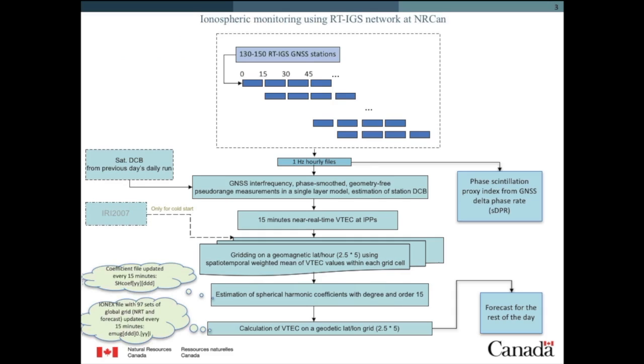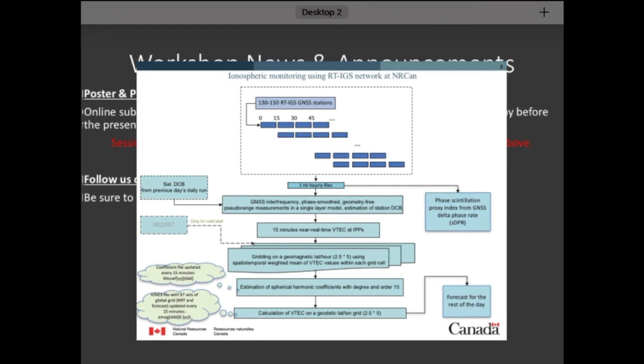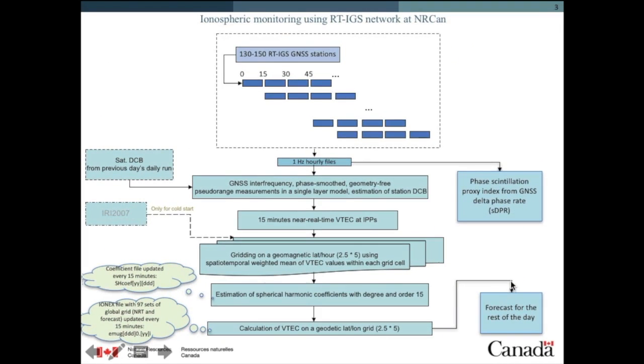Of course, usually 130 to 150 1 Hz stations are available these days at the RTIGS network. Every 15 minutes, we have 2 format files: spherical harmonic coefficients, as well as IONEX, always containing 97 sets of maps. This means that as far as we have real-time data, we have maps from the observations, and for the rest of the day, we have a simple forecast model, so that at any time we always have 24 hours of maps for the current day.